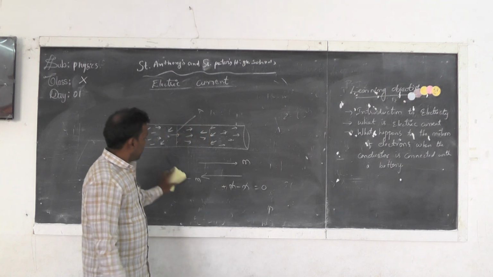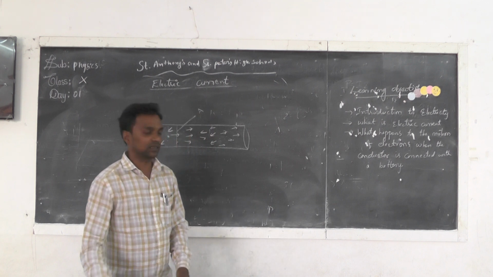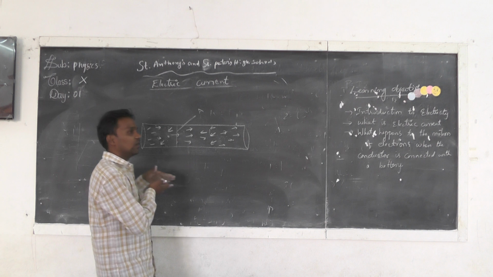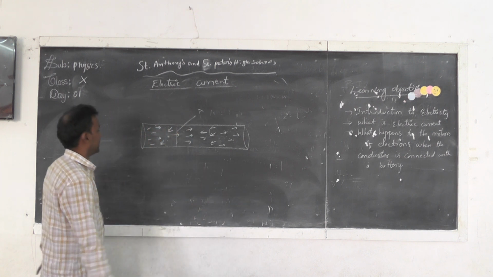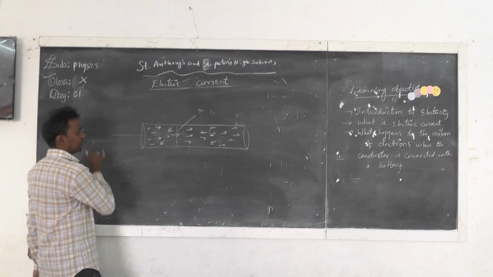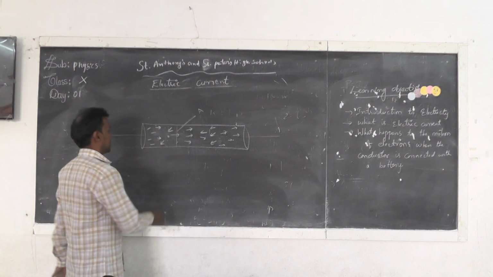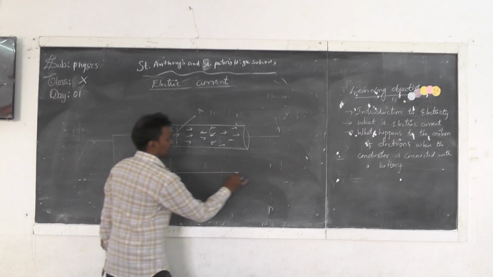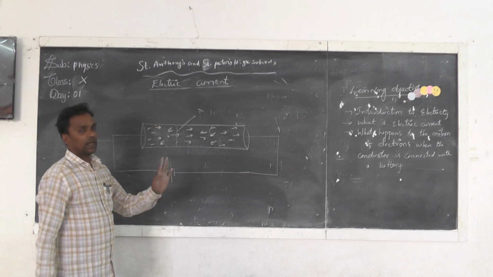So for that case, they should travel in only one direction. They are traveling in random directions, no? So they should travel only in one direction. How will they be traveling? When I take this one from the left, this is one end, this side is the other, that means two ends of the conductor. Then if I connect to a battery or cell, they will be traveling from one place to another place.